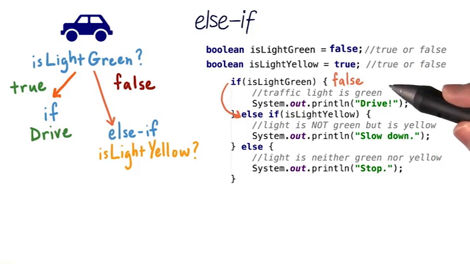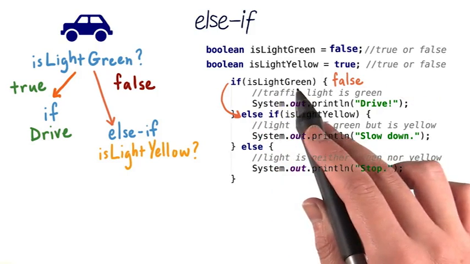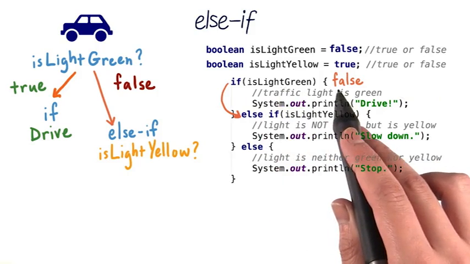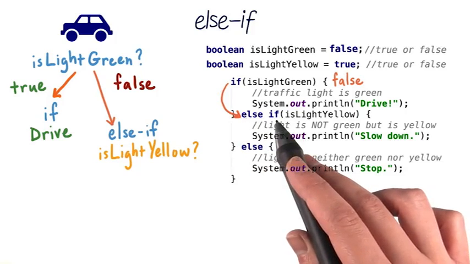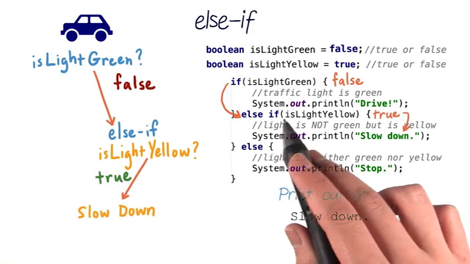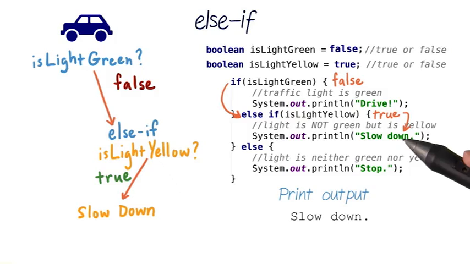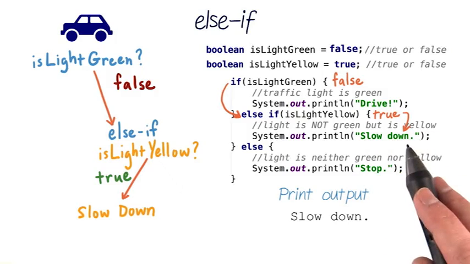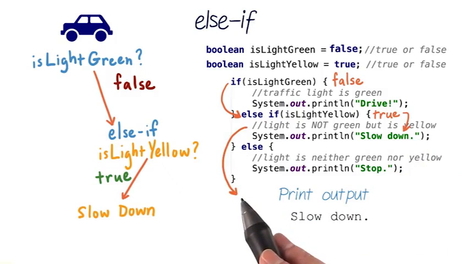The computer will start again reading code from the top and first read our if statement. It checks the test condition whether isLightGreen is true, and this time it isn't. So it will move on down to our next block, our else if. And our else if checks if isLightYellow is true. It is, so we'll enter our else if block of code and print out slow down. Our else statement will be skipped again, just like in the last example.